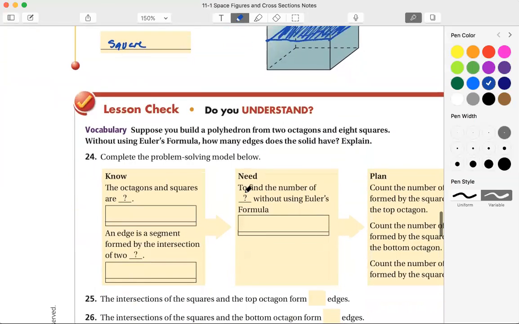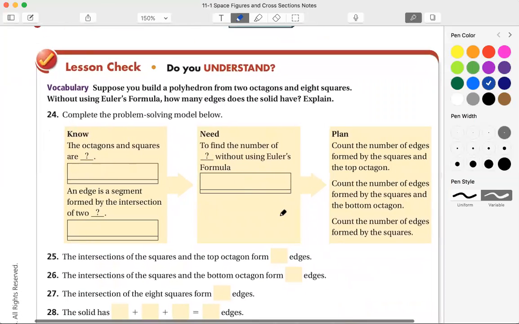All right, suppose you had to build a polyhedron from 2 octagons and 8 squares. Without using Euler's formula, how many edges does this solid have? We know that the octagons and squares are the faces. An edge is a segment formed by the intersection of 2 faces.